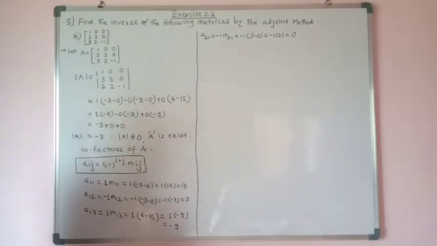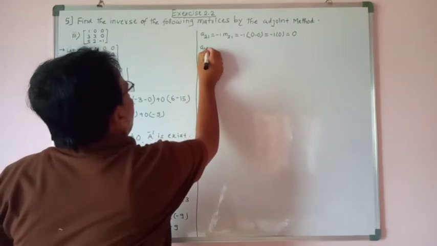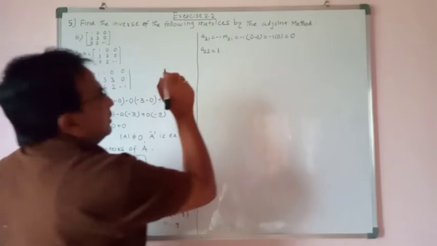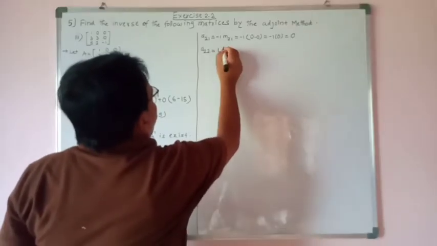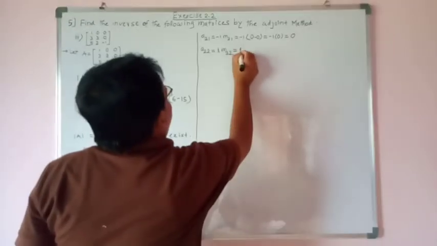A21 is a cofactor, which is 0. Therefore, A22: 2 plus 2 is 4, and 4 is an even number. We use plus 1 into M22.